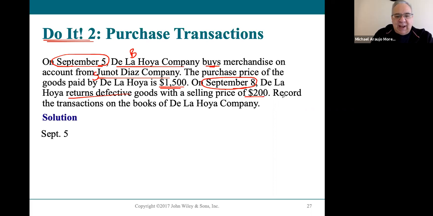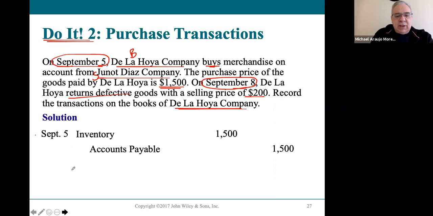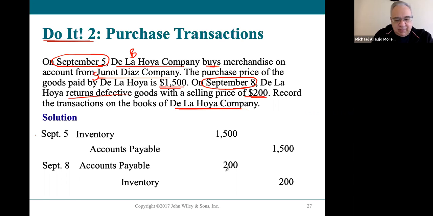So what would the transactions be for De La Hoya? Remember, De La Hoya is the buyer here. So what would their books look like from this? Well, the first thing they're going to do is record that they bought inventory. And so they debit the inventory account $1,500, credit accounts payable $1,500. Then on the 8th of September, they're going to record the fact they sent $200 of merchandise back, which simply is reversing the order there. They're going to debit accounts payable because they lower the amount of payables, and they're going to credit inventory, lowering their inventory. And that's basically what the buyer would do.